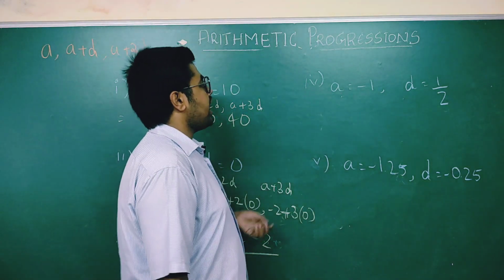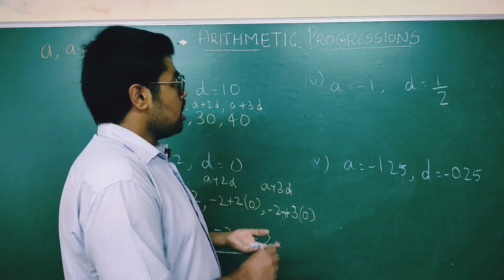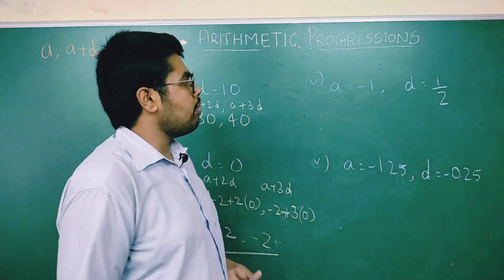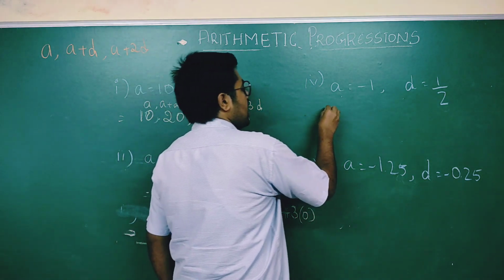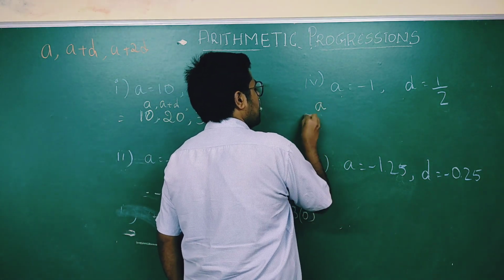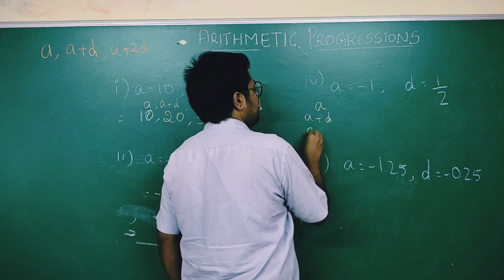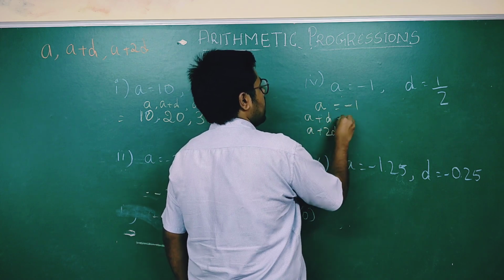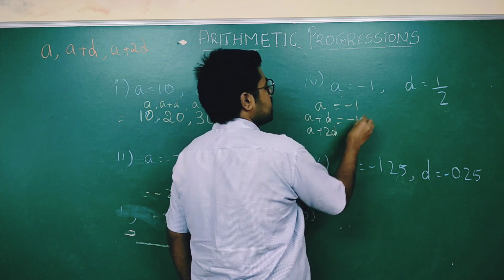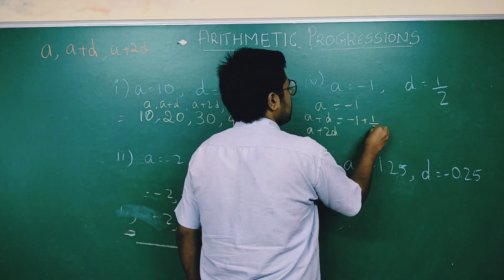So, next question. We had this problem. If I do, sir, there is some half here. Let me do it very quickly. So first one is a. I'll just write a plus d, a plus 2d. What is a? Minus 1. A plus d, what should I do? Minus 1 plus half.